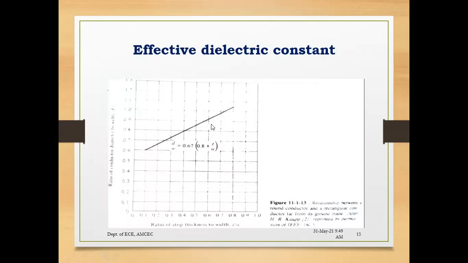Based on these t by w values, whatever you substitute, it can be 0.1, 0.2, 0.3, the graph again goes on increasing. This shows the relationship between a round conductor and a rectangular conductor from a ground plane, that is d by w with respect to thickness to width. The same graph just shows how it goes on increasing when you substitute the values.